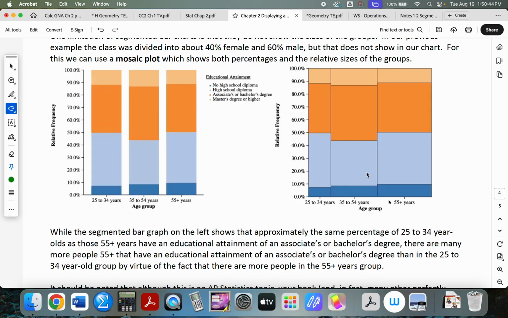Yes? With the mosaic plot, will they always border each other? There'll never be a divide between them? That's a really good question, and I think that's normally the way mosaic plots are done. They're normally smashed together. And I'm not sure why. I don't think I've ever really thought about that. So like on this one, could we have smashed these together? Well, yeah, because there is no real gap between them, right? 25 to 34, 35 to 54, there's no gap between those.